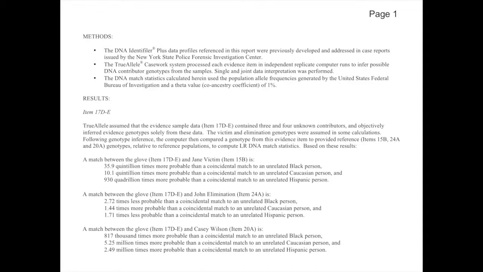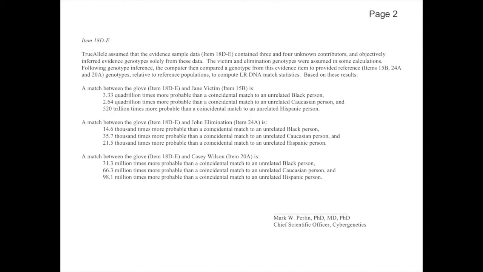And to be consistent, let me continue with the one we had before. This is on the next page for the right glove. I'll read it to you, and this is sort of English, but it says this is what happened. The computer assumed that the evidence sample data from the glove, item 18, contained 3 contributors. Separately, we assumed that it contained 4 contributors.